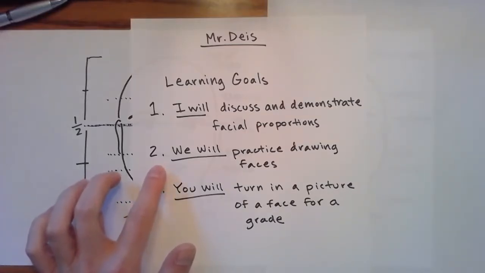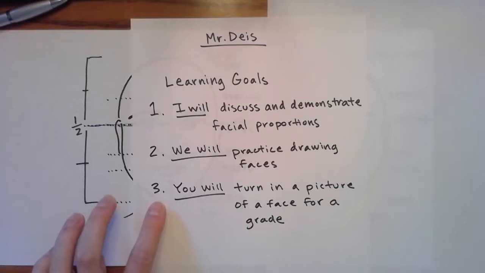Number 2 is we will practice drawing faces. Number 3 is you will turn in a picture of a face for a grade. If you don't turn one in the turn-in box and you don't put your name on it, it is a 0 in the grade book until you do.